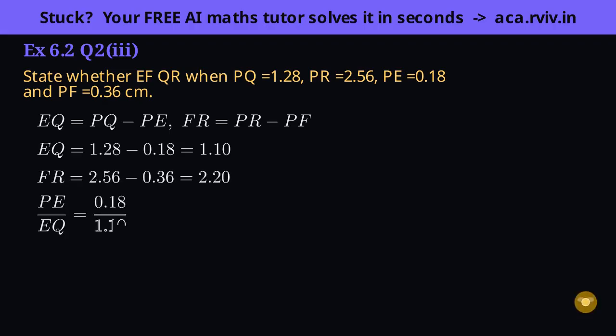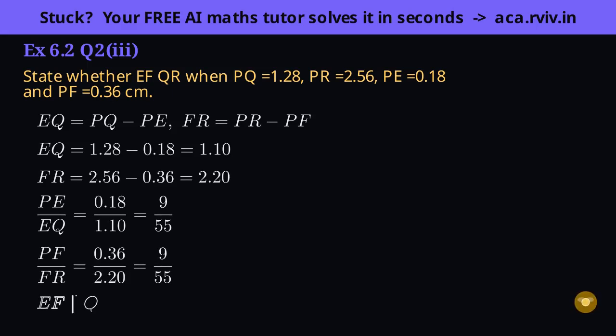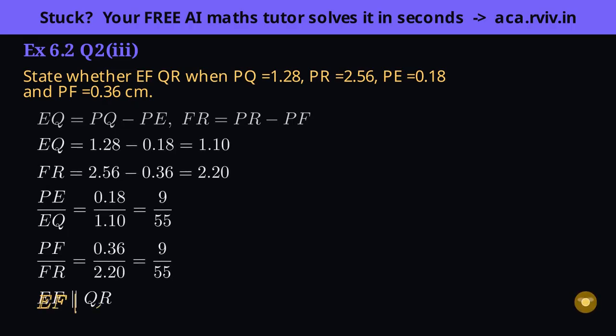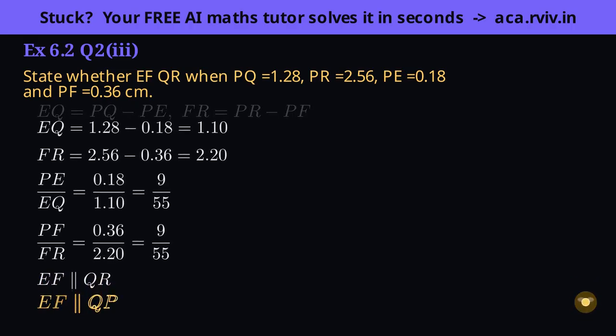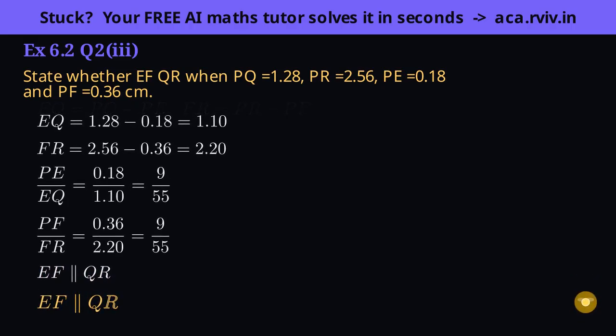Compute the ratio on PQ. Compute the ratio on PR. The ratios match, so EF is parallel to QR. Insight: when only whole sides are given, subtract to recover the parts before applying the ratio test.